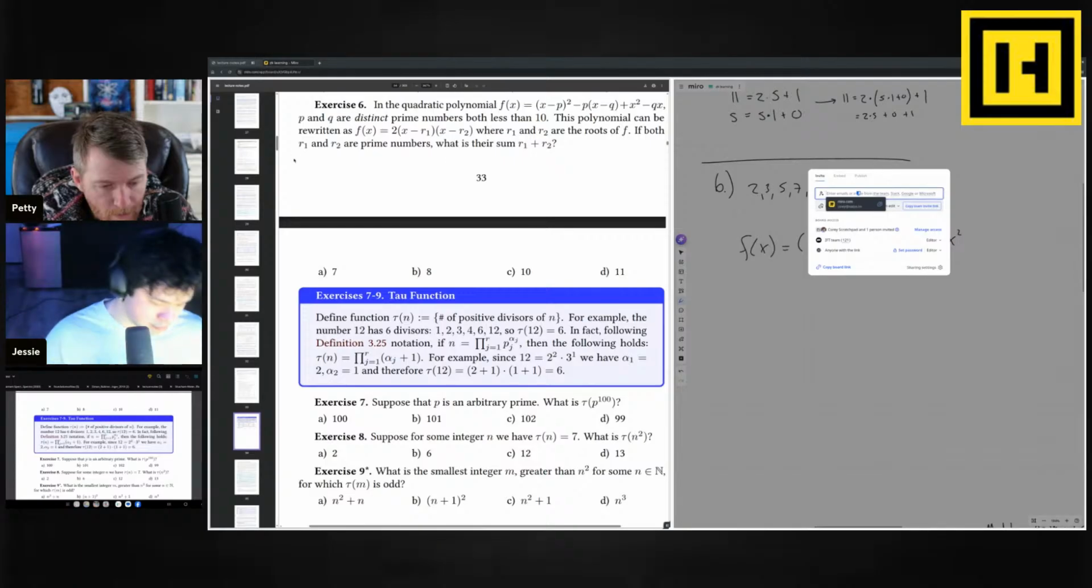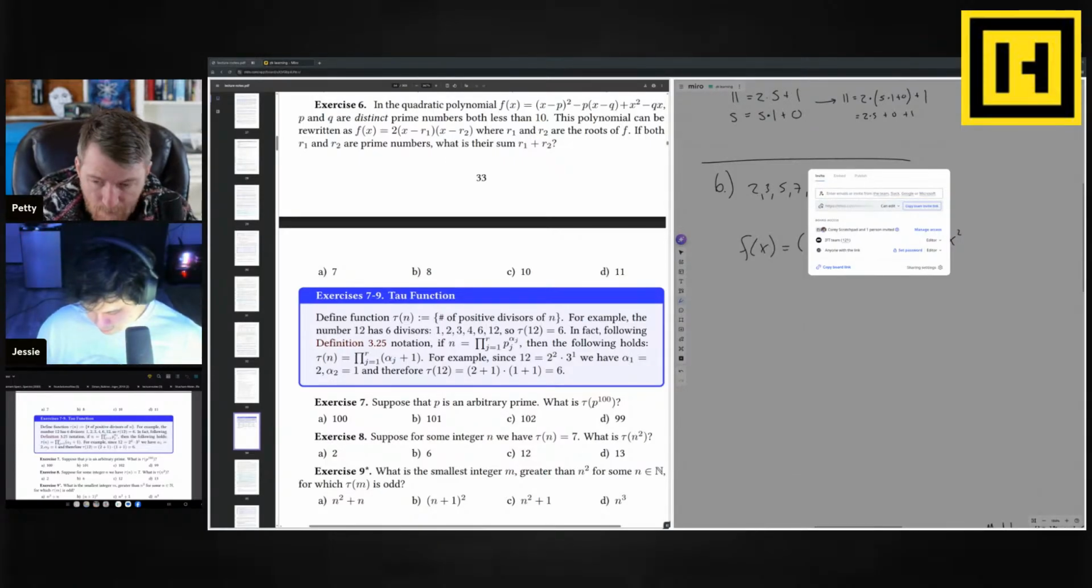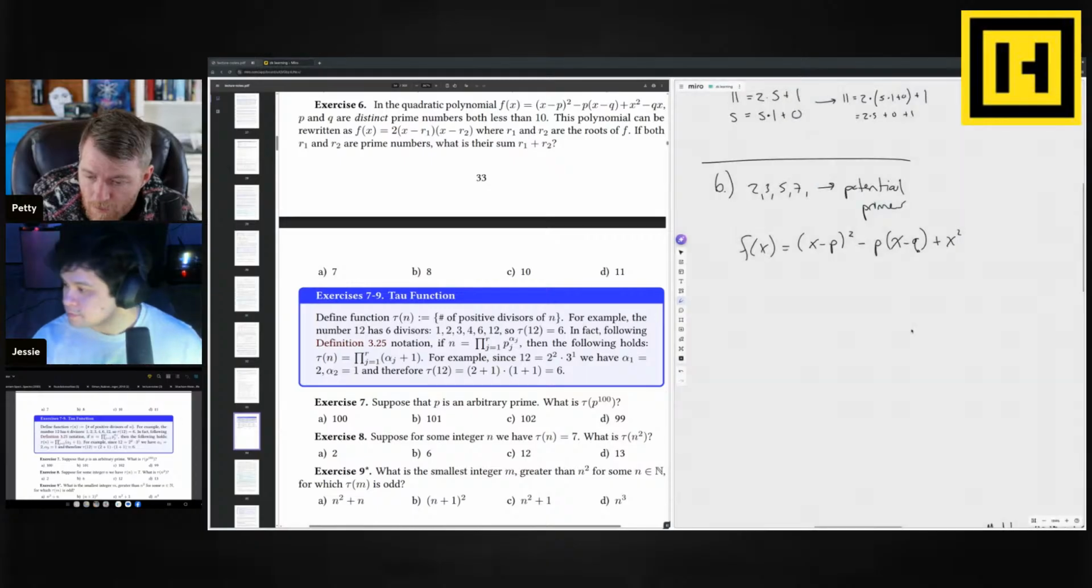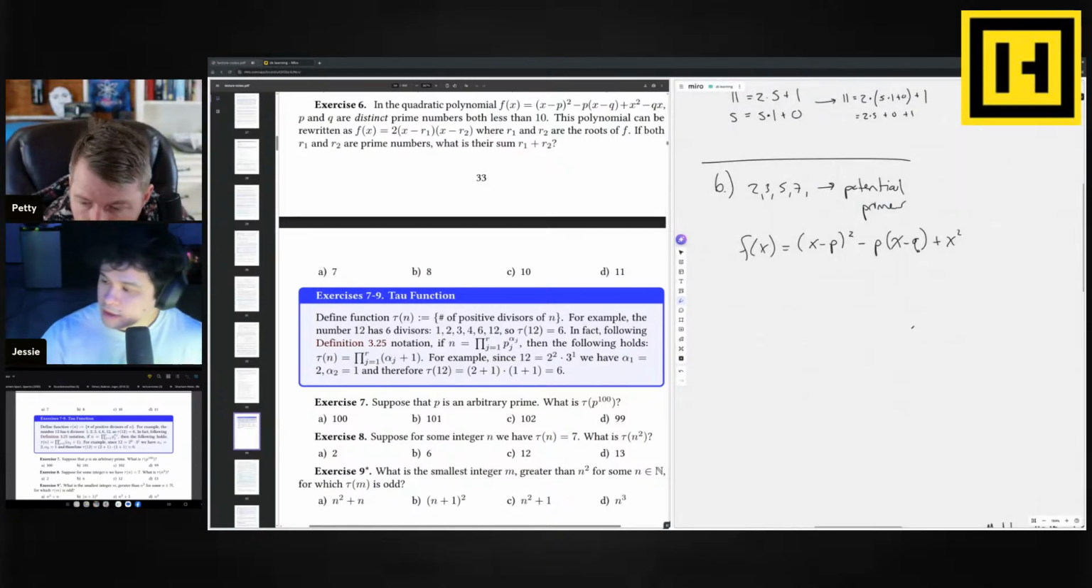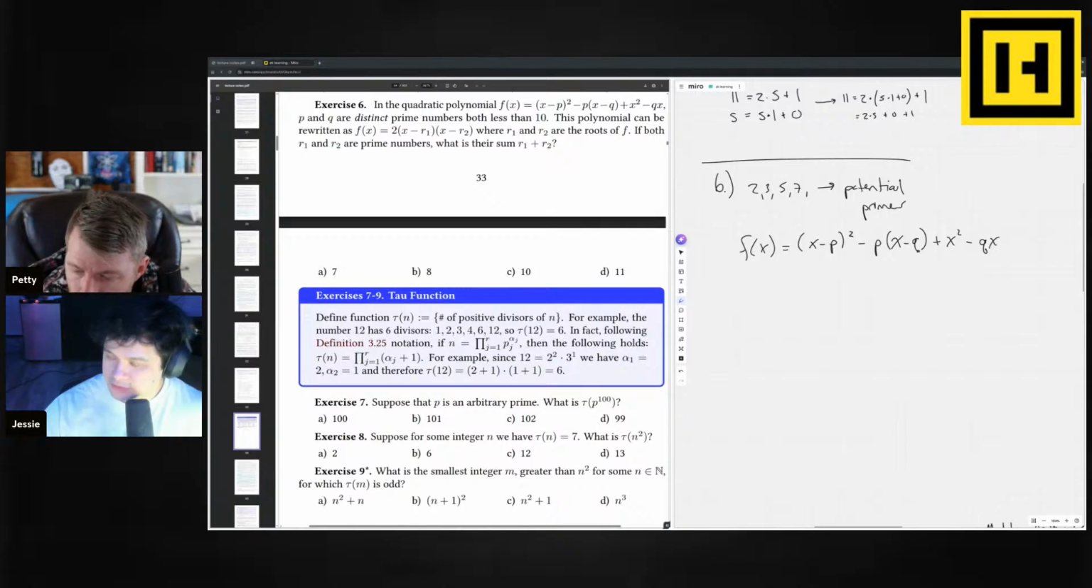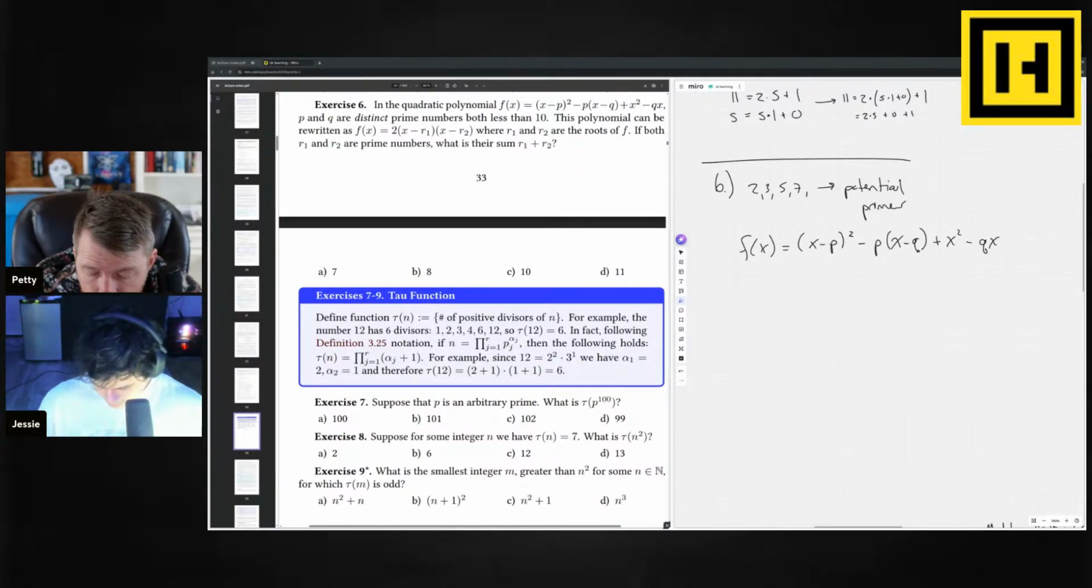Copy board link. Coming at you. Let's remove that for now. And also equal to 2(x minus r1).